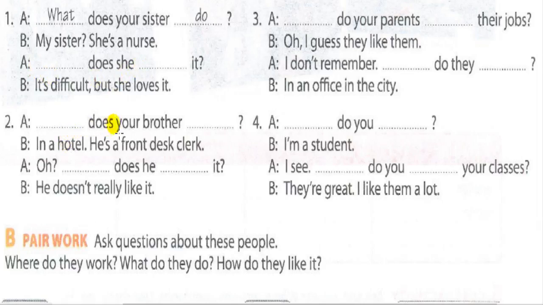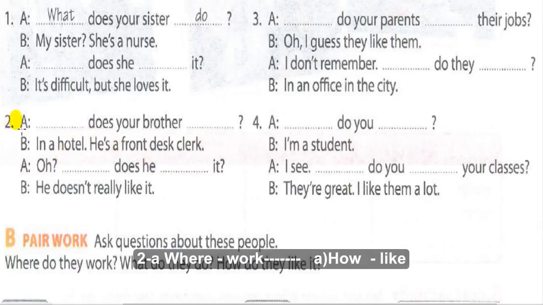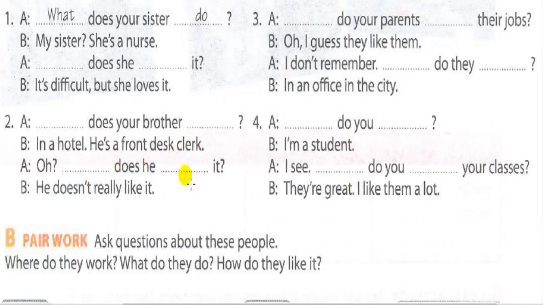Number 2. Where does your brother work? In a hotel, the front desk clerk, receptionist. Oh, how does he like it? He doesn't really like it. Number 2 answers: where, work; how, like.